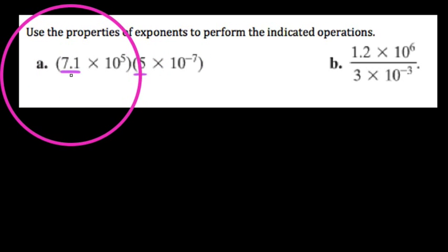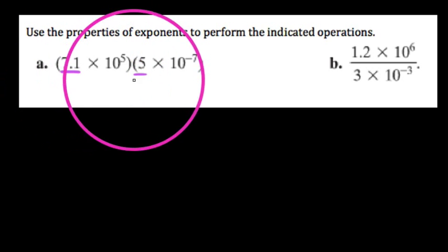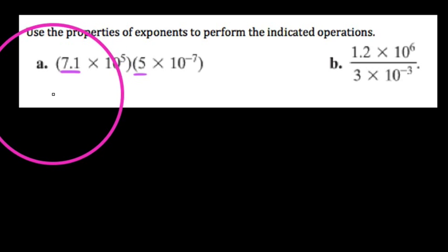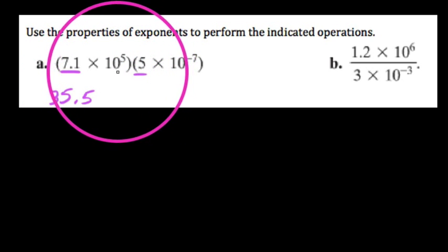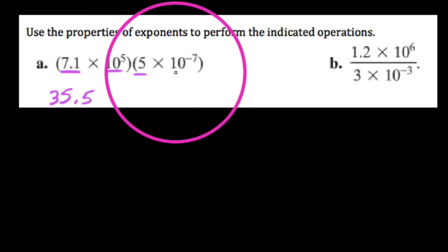So let's say 5 times 7 here. Well, 5 times 7 is 35, so 5 times 7.1 is going to be 35.5. So I get this here, and you'll notice that next what I'm going to do is take 10 to the 5th times 10 to the negative 7.